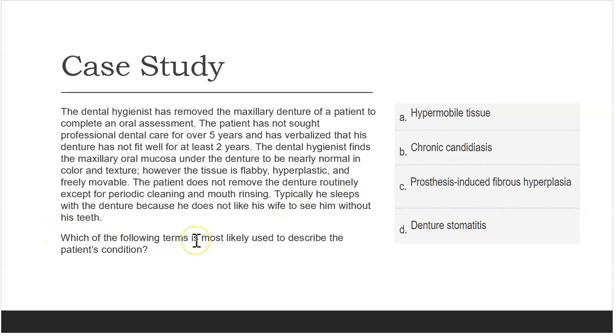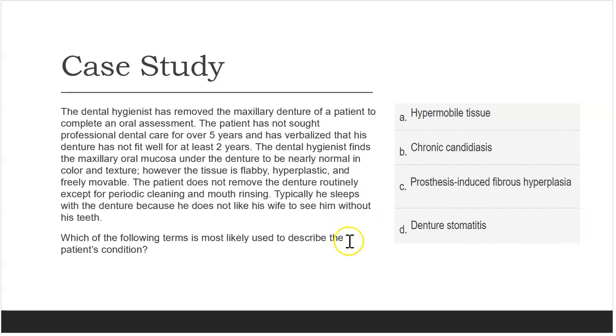Which of the following terms is most likely used to describe the patient's condition? Is it A, hypermobile tissue? Is it B, chronic candidiasis? Is it C, prosthesis-induced fibrous hyperplasia? Or is it D, denture stomatitis?